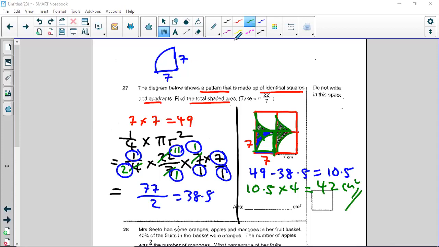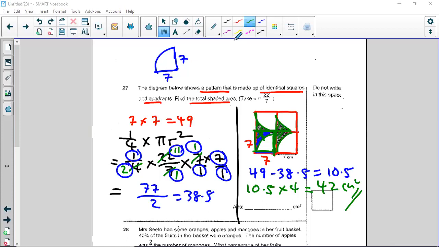Okay, so those of you who don't know, if you cannot find a shortcut, you should be doing something like that. If you don't know how to do faster, then do this way. All right, find one shaded part first, then times 4. But is there a faster way? Yeah, there's a faster way. Okay, so what is the fastest way? Okay, copy down already. Then I'll show you the faster way.